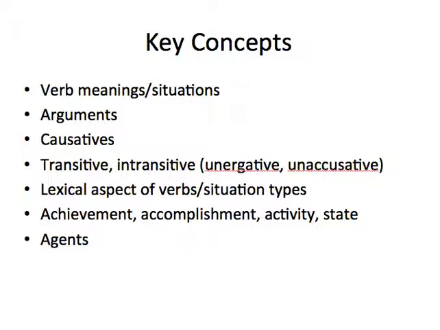But the bulk of this particular chapter is about the lexical aspect of verbs, what we call situation types. These four situation types are achievement, accomplishment, activity, and perhaps a term that you're more familiar with, state or stative verbs. It is a problem that three of these descriptions of the lexical aspect of verbs begin with A, so it's often a little difficult to keep track of these terms and their meanings. And finally, we need to look at the notion of agency, agents.